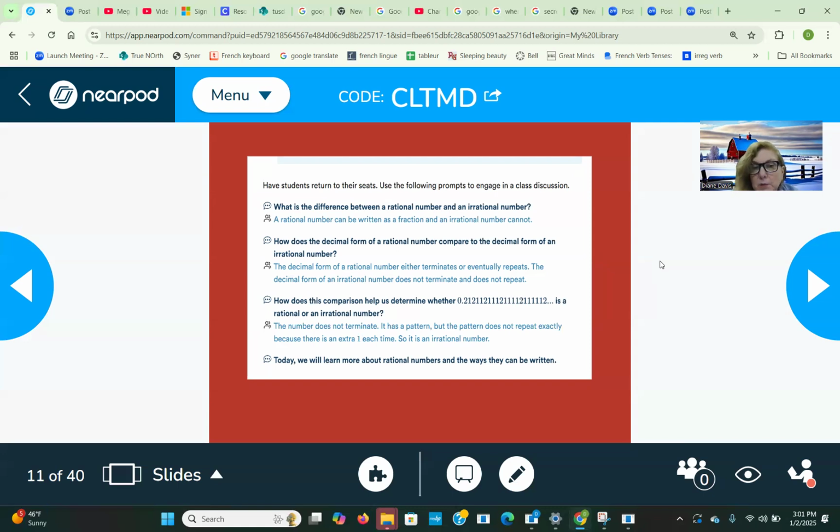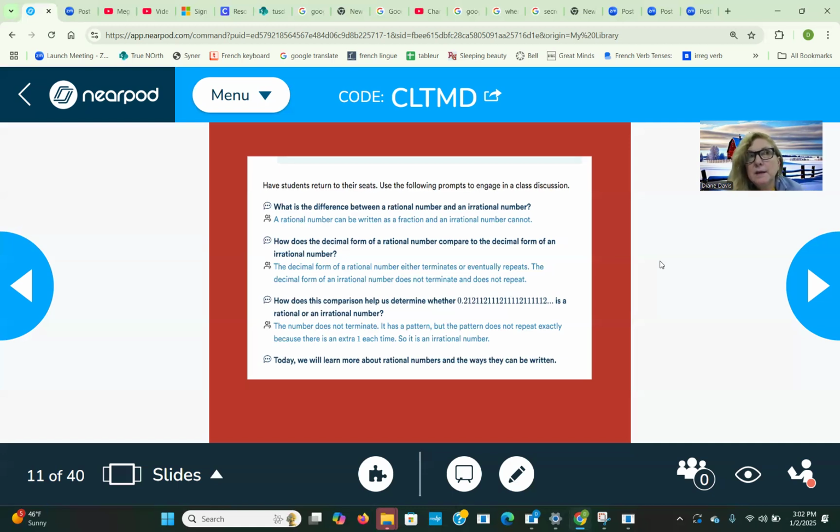How does the decimal form of a rational number compare to the decimal form of an irrational number? The decimal form of a rational number either terminates or eventually repeats. The decimal form of an irrational number does not terminate and does not repeat. So those are some of the differences.